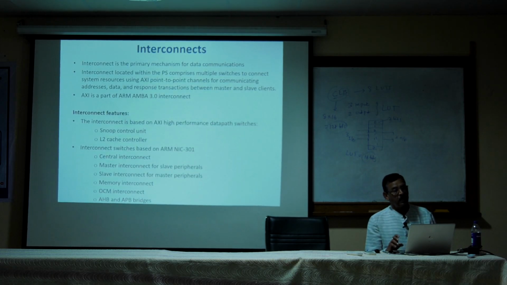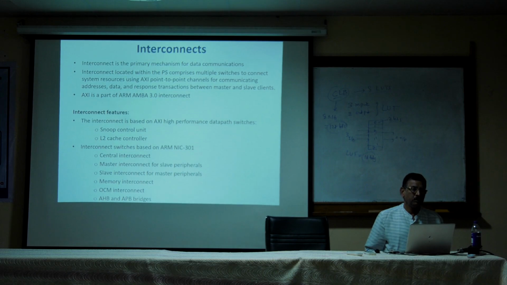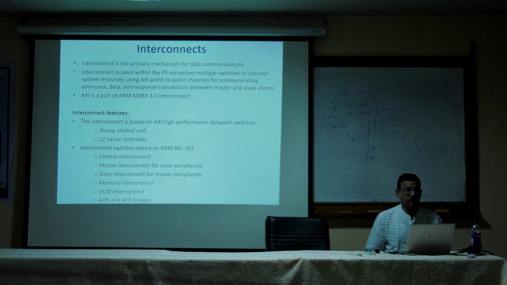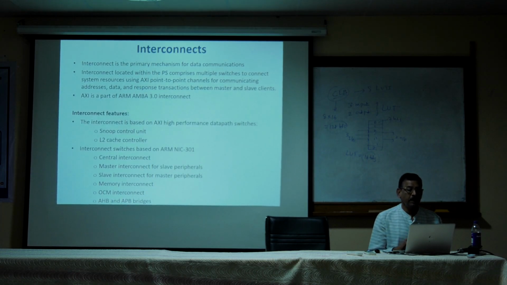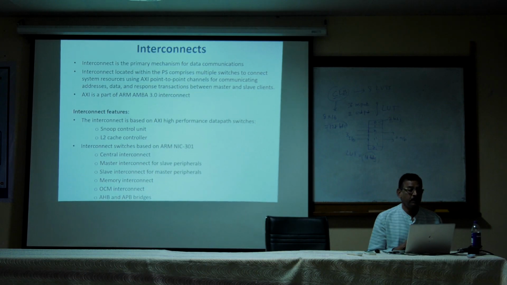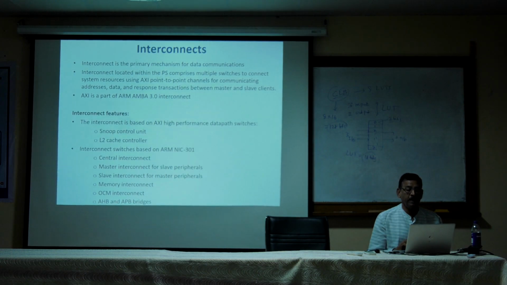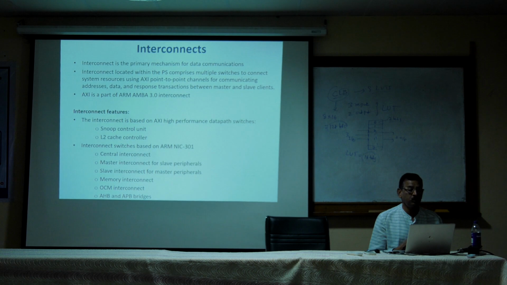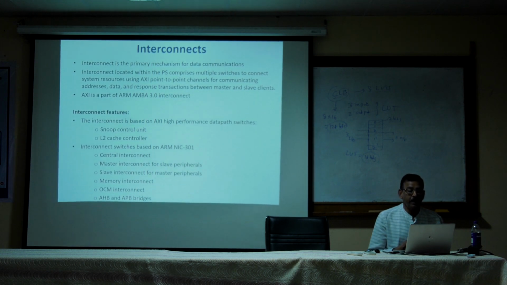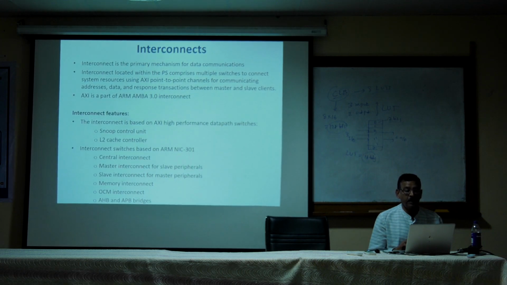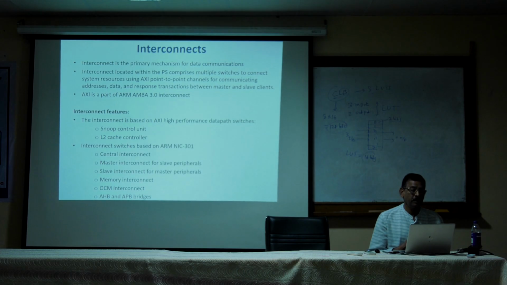Interconnects are actually internal FPGA fabric to CPU processor core, the interconnections are also there. FPGA fabric to the processor core interconnect. That interconnect is the primary mechanism for data communication. The interconnect located within the PS comprises multiple switches to connect system resources using AXI. AXI uses point-to-point channels for communicating address, data and response transactions between master and slave clients.